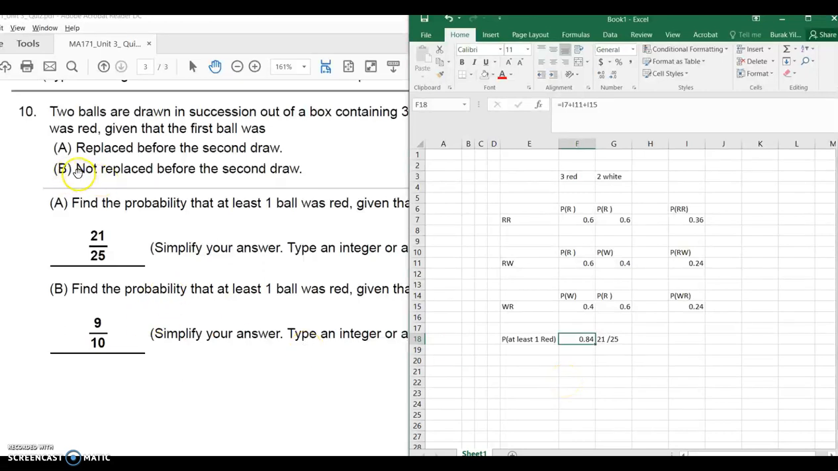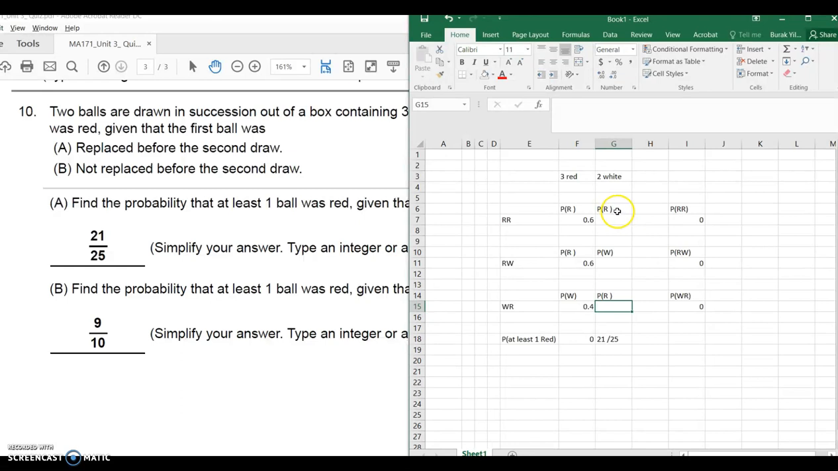Let's look at part B, not replace before the second draw. Okay, so in part B, we still have the same three possibilities: red, red, red, white, white, red. I'm pulling the first ball, the probability will always be the same. The second draw will be changed because you're not replacing the first ball. So these are going to be different then. So I'm going to change these.